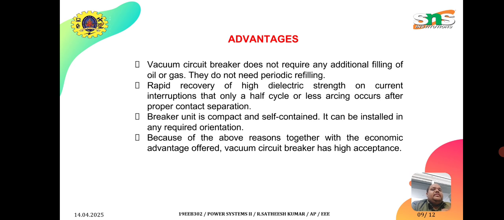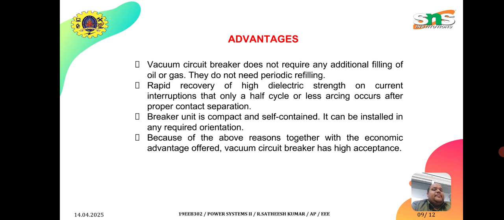The following are the advantages of this vacuum circuit breaker. It does not require additional filling of oil or gas. It does not need periodic refilling. Then there is rapid recovery of high dielectric strength, and the current is interrupted with only half a cycle or less of arcing after the proper contact separation. So the arc quenching process is very fast in this vacuum circuit breaker compared to any other circuit breaker.